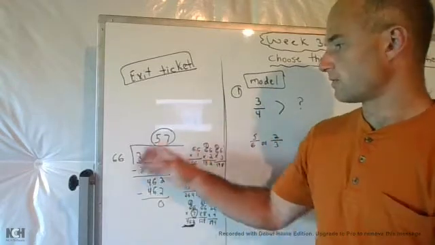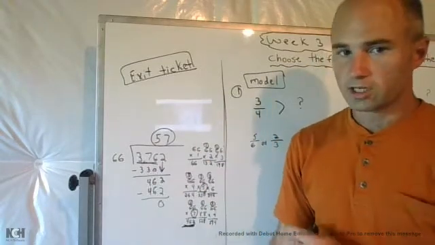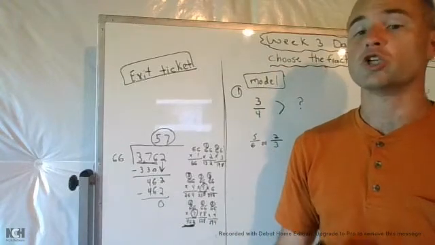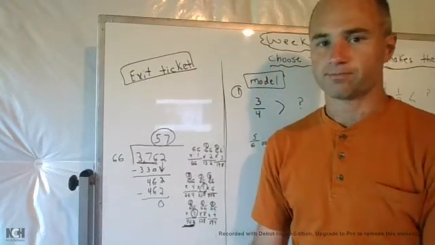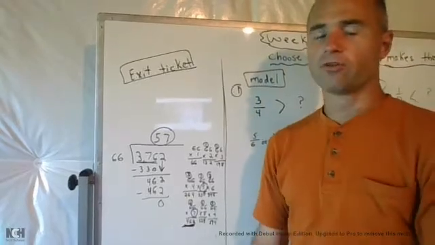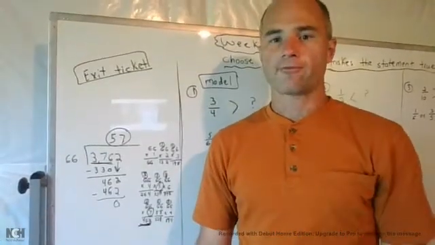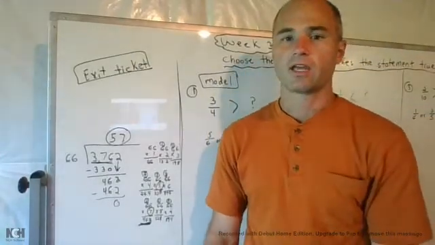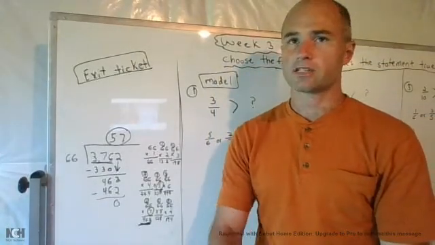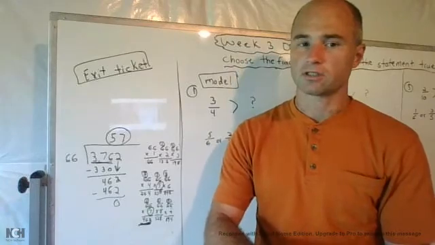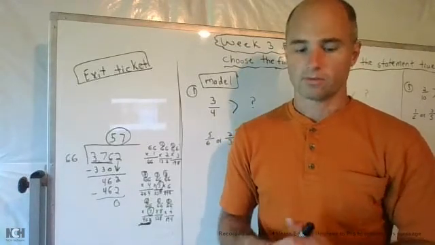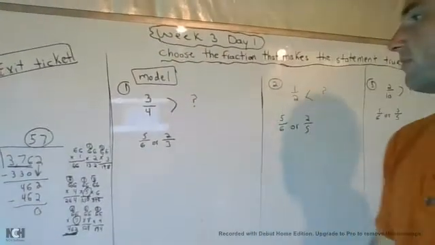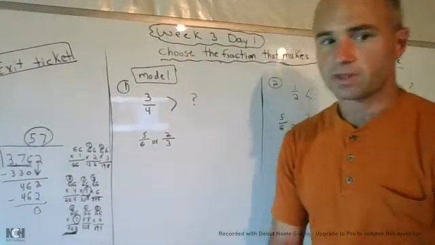So 57 times 66 should and will give you 3,762 as your answer. Today we're going to move into fractions. Love me some fractions. And that doesn't mean getting away from multiplication and division, because they go hand in hand. The numbers are just a little bit smaller to deal with most of the time.